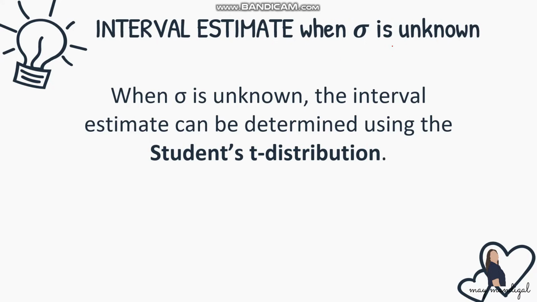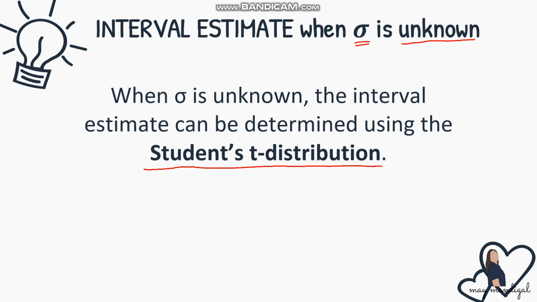Now, if the population standard deviation is unknown, let's say sigma is unknown, we will be changing some of the steps in our solution in identifying the interval estimate. So when sigma, or the population standard deviation, is unknown, the interval estimate can be determined using student's t-distribution. So what is student's t-distribution? Last time we used the z-table, now we have what we call the t-table, or the student's t-distribution. This will give us the critical values that we need for our solution.